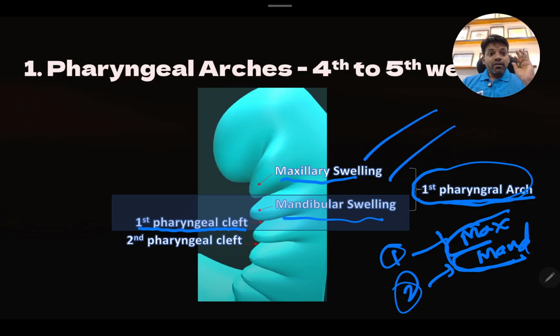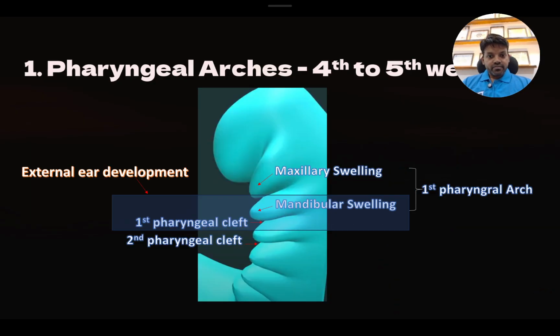So in this slide we again learn two new important terms, which are maxillary swelling and mandibular swelling. Now for our ear canal, what are the two important structures? The mandibular swelling. The external ear mainly develops, the whole ear, pinna and these things, from the mandibular swelling and the first pharyngeal cleft. Means there is a contribution of the first pharyngeal arch, but the part is the mandibular swelling and the first pharyngeal cleft.